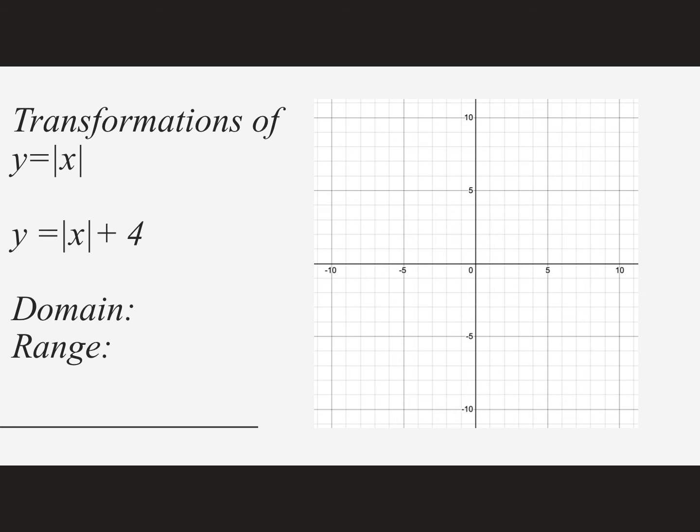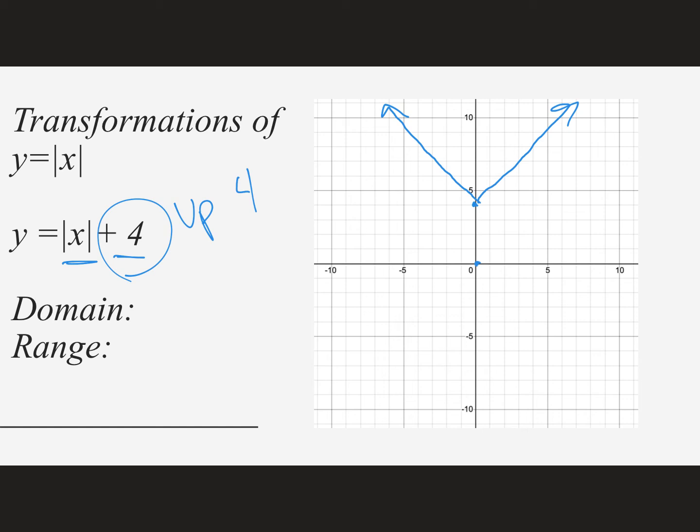Well, what if I add 4 to it? If I do the absolute value of x plus 4, it is just going to move up 4. By adding 4, we move up 4. So instead of starting at 0, 0, I'm going to start at 0, 4. I'm still going to be moving the same slope, though. I still have my slope of 1 and negative 1 on either side.